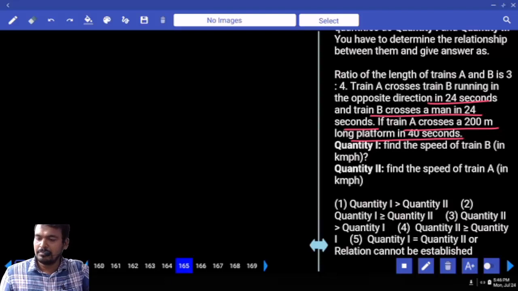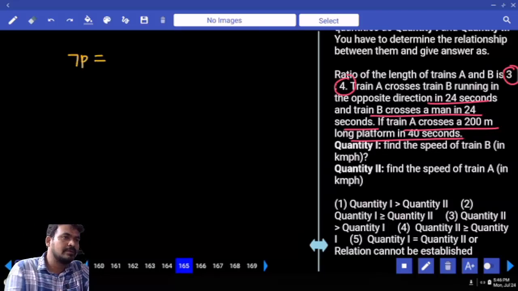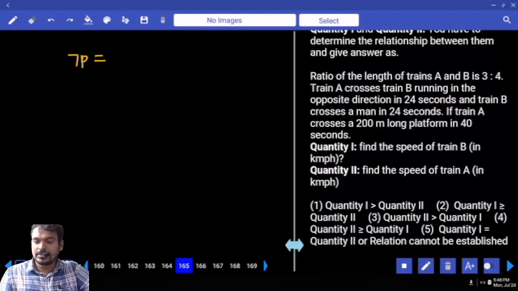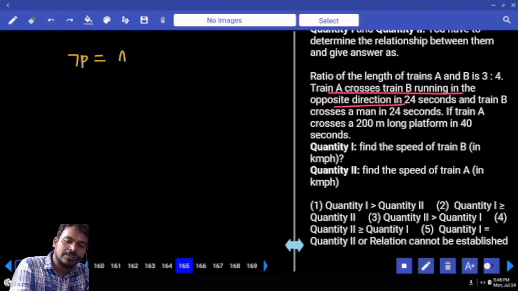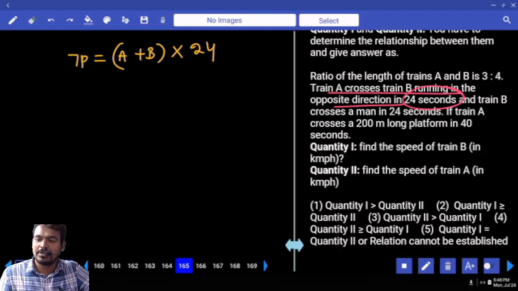First of all, when a train passes another train, what is the total distance? Sum of the two train lengths, 3 plus 4. How many parts? 7 parts. What is the first one? Train A crosses train B, means relative speed in opposite direction. Sum of the speeds, or difference of the speeds? Sum of the speeds. One will be train A speed, another one is train B speed. A plus B into how many seconds it will pass? 24 seconds. 7 parts equal A plus B into 24.